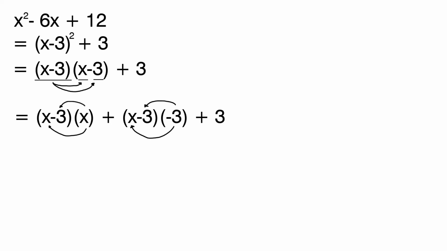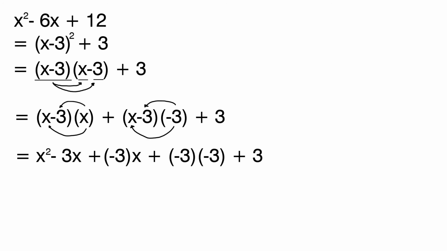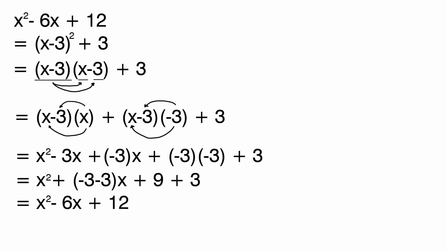We can distribute the coefficients, which multiply each bracket, which leaves us with x squared subtract 3x plus negative 3x plus negative 3 times negative 3 plus 3. We can now collect like terms and simplify, and that leaves us with the polynomial x squared subtract 6x plus 12, and that is the exact same polynomial that we started with.